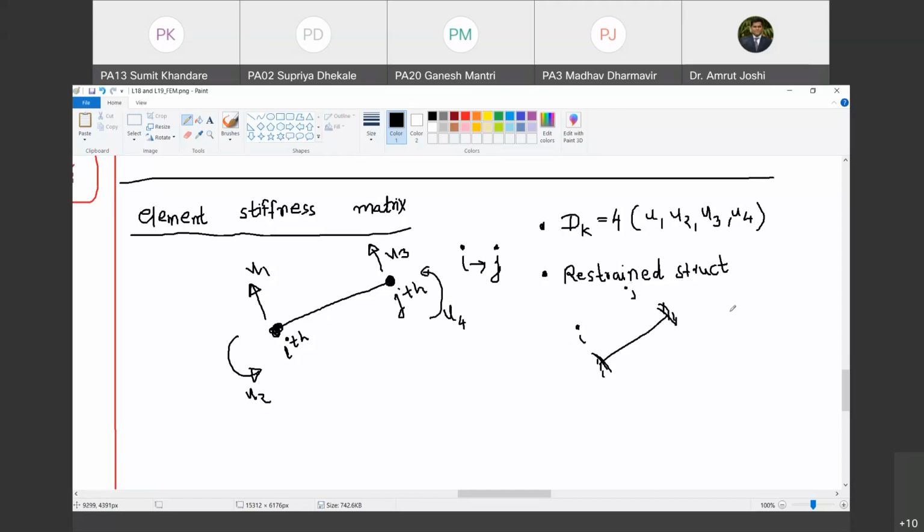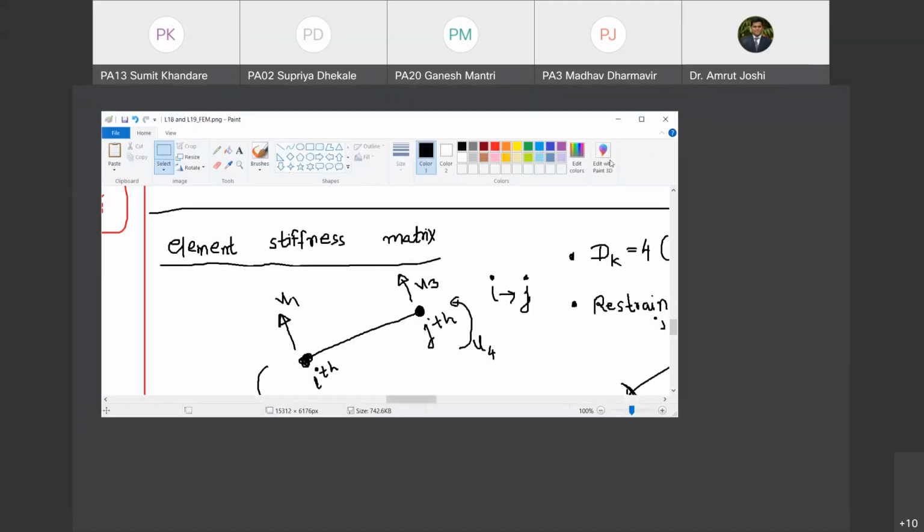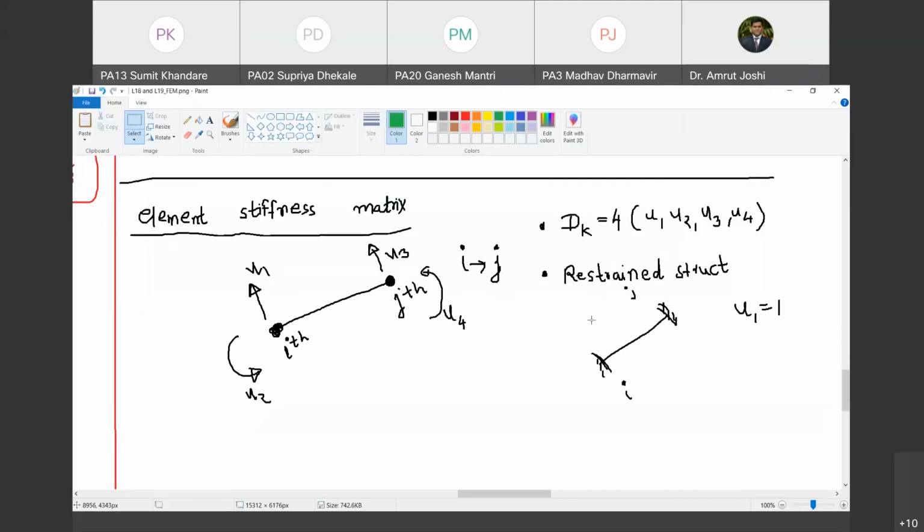The next step is we go on giving unit displacements one by one. So we will have u1 equal to 1. Are you with me? Yes, sir. So to have u1 equal to 1, how does the deformed shape look? Let me show that. When u1 is equal to 1, you have displaced this by unity.